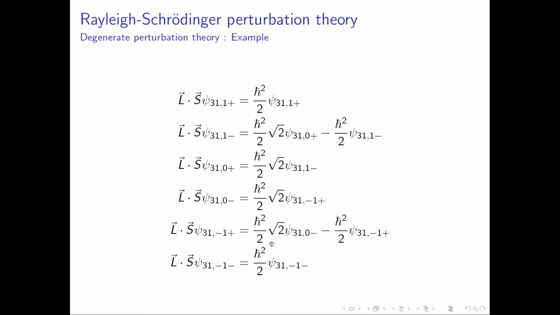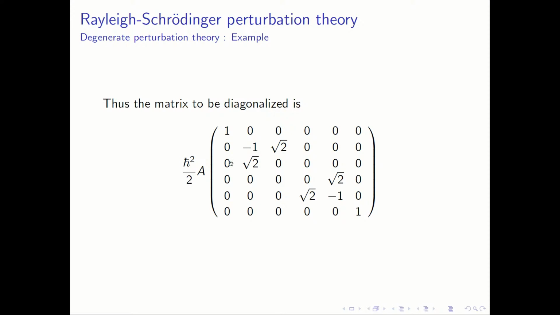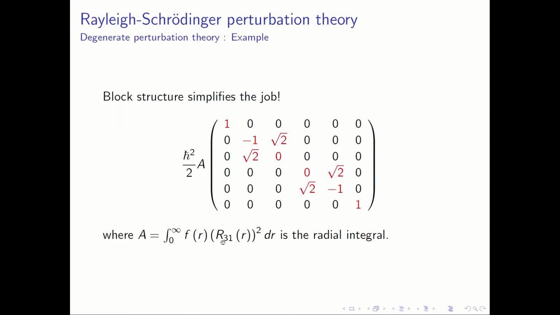The only factor that is not obvious from here is the factor A in front, which of course is nothing but the radial part, which comes from taking the R31, which is the same for all the Psi 31s. So you get R31 squared here times f(r) and you integrate that. This gives you the radial integral, whatever that is sits here.